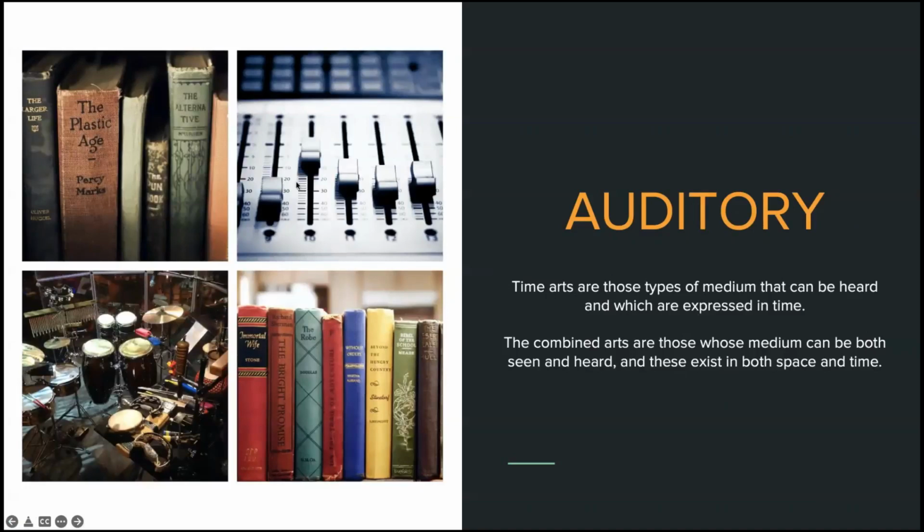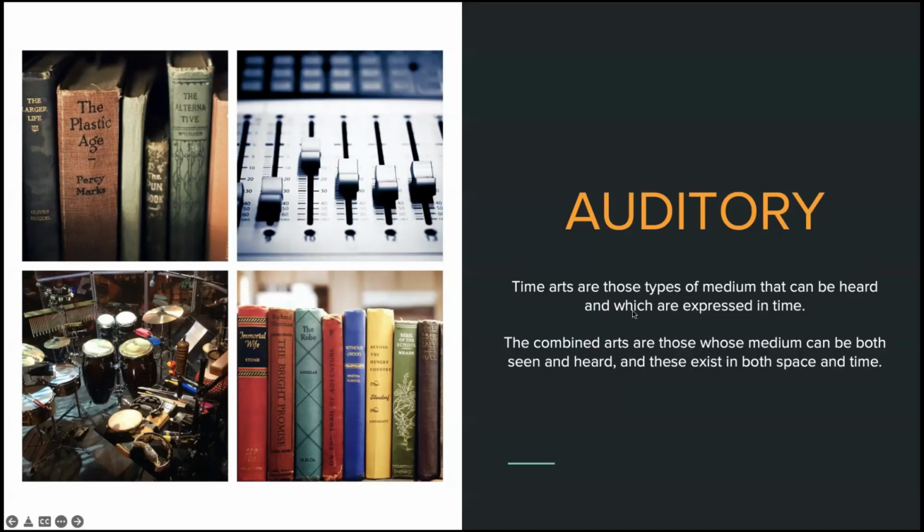The literature and the music. But again, later, we'll just focus on the music, no? The media of music. So time arts are those types of medium that can be heard and which are expressed in time. Okay, so the combined arts are those whose medium can be both seen and heard. Okay, and this exists in both space and time. Okay, so that's auditory. So later we'll focus more on the music.